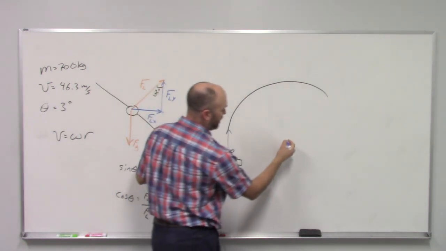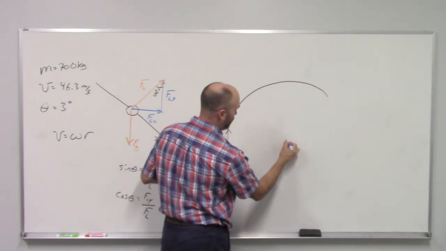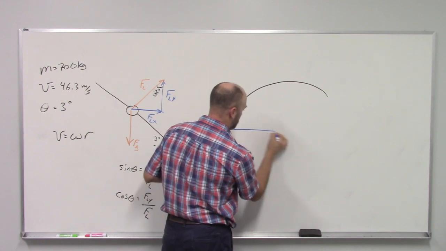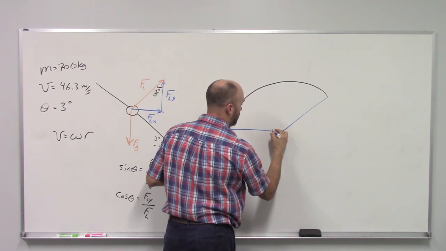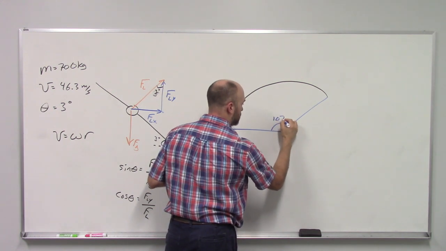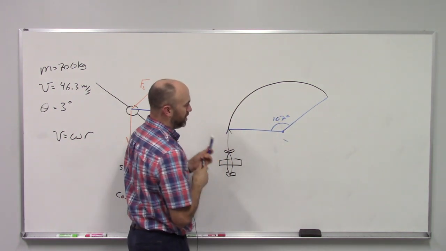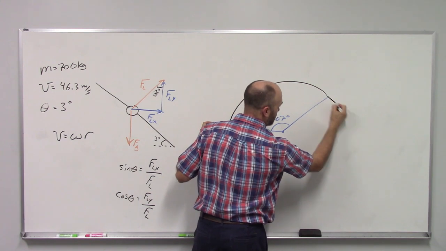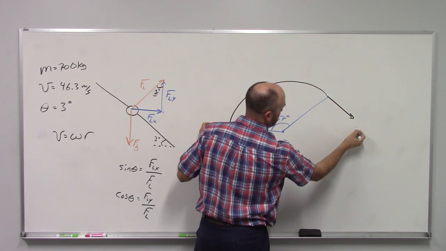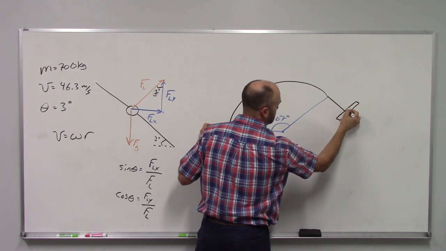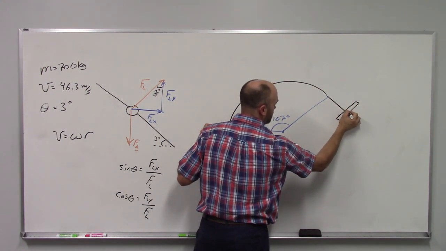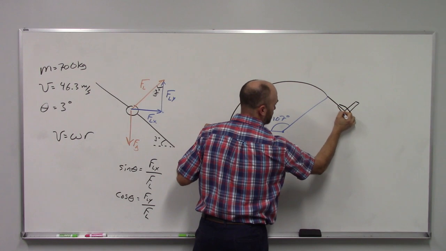And so that theta, that 107 degrees, is referring to how much it turns. So that when it gets done, now the airplane's traveling this way. So is that 107 delta theta? Yes. And can we use omega from part A? Yes.